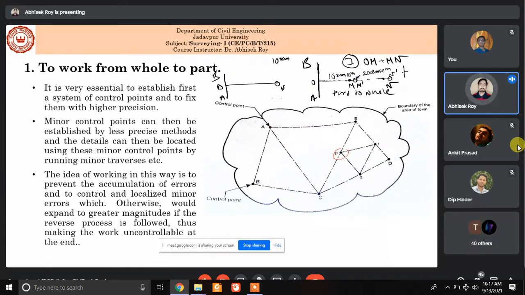Suppose the minimum error in every measurement you can rectify or control is up to say 10 meter. Beyond that you can't control. Then obviously, if in the beginning you are plotting ON as its measure is 30 kilometer, you can make a mistake, and suppose instead of 30 kilometer you are plotting 30 kilometer 10 meter. So obviously the error will be minimum. The error will be only due to the measurement of the length but not due to the previous measurements. And that is the benefit of working from whole to part rather than from part to whole.